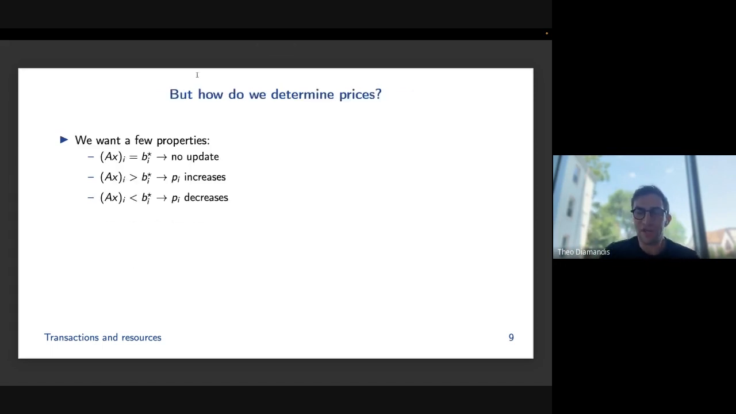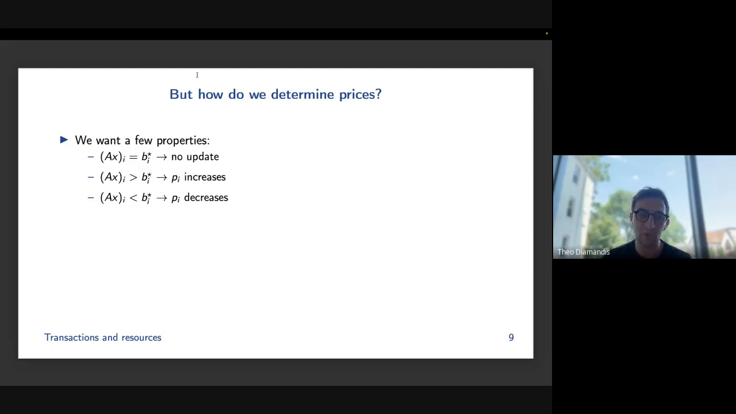And the natural question then is, how do we determine these prices? There's a few really natural properties that we would want. For instance, if the quantity of resource i that's used by a block, which is the ith entry of Ax, is equal to our target, b_i star, then probably we don't want to update. That means we chose a good price. On the other hand, if the block is using too much of a resource, or more than our target, we probably want to increase that price so that fewer people use this resource in the future.